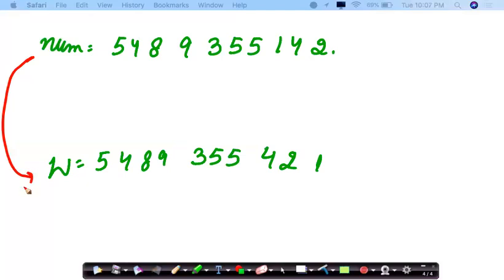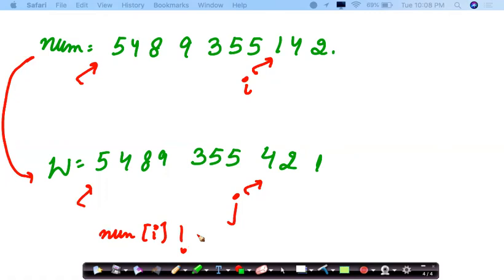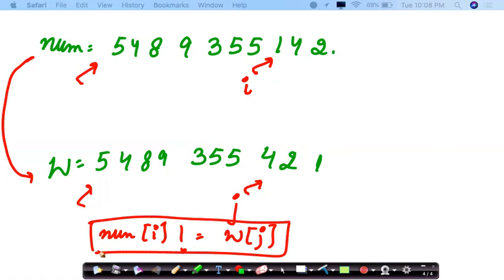So if we traverse both of these numbers, let us start traversing them. We can see that 5 is equal to 5, 4 equal to 4, 8 equal to 8, 9 equal to 9, 3 equal to 3, 5 equal to 5, 5 equal to 5. Oh, but this 1 is not equal to 4. That is, we are having a difference at these two digits, that is the ith digit and the jth digit. First of all, we'll find the point where both of the strings are mismatching, because the number of i is not equal to the wonderful integer of j. We have to find this point first.